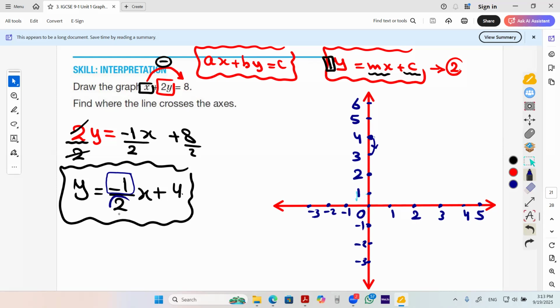To the right, how many units? 2 units. So the point will be here. The point would be like that, and then you draw a line like that. When you graph this line, it intersects with the x-axis at 4. Right.